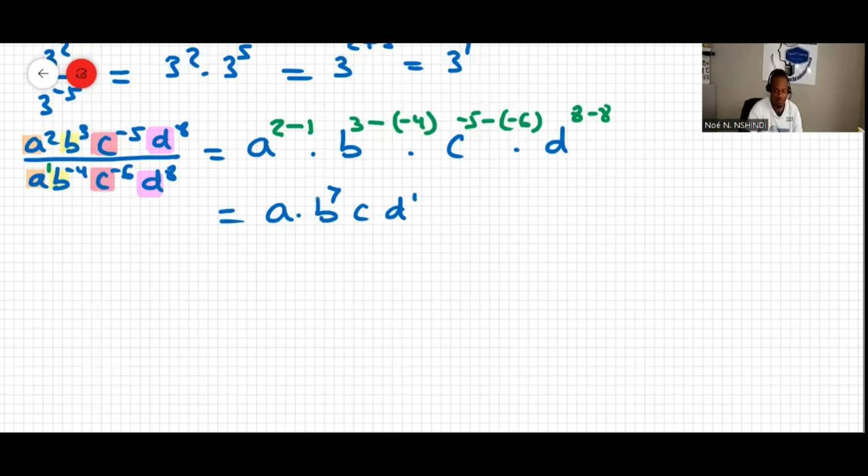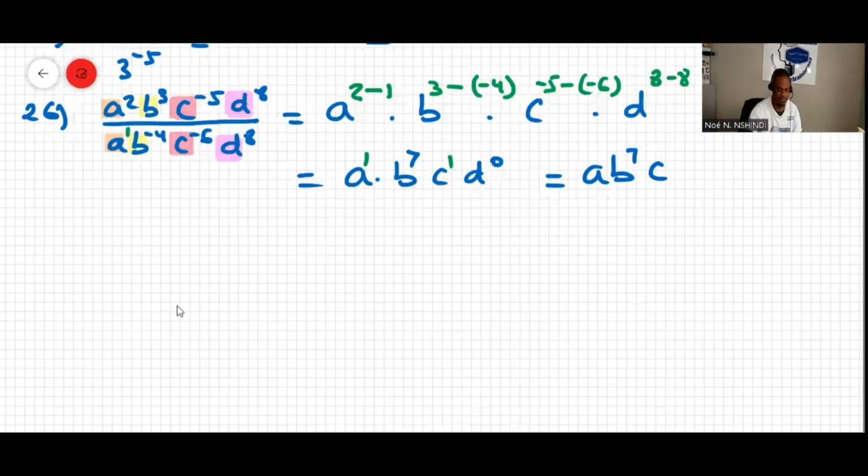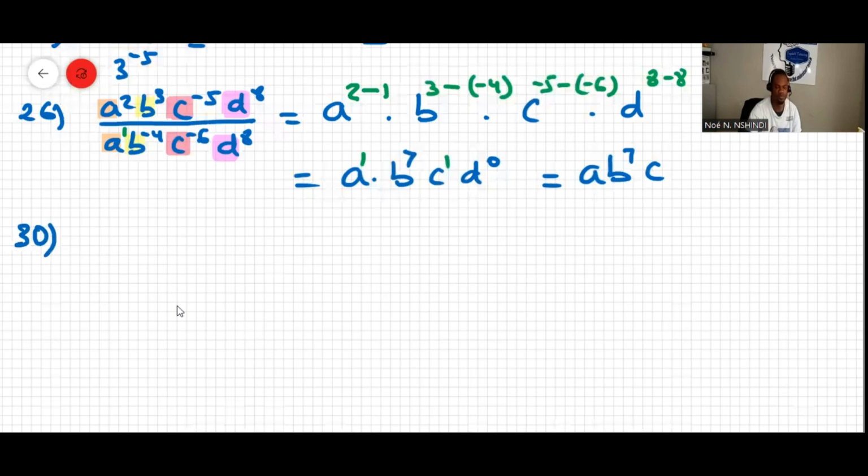And then d to the power of 0. So here it's a to the 1, b to the 7, c to the 1. Now d to the power of 0 is just equal to 1. So the answer is a b to the power of 7 c. Okay. Now the same way, we can do other questions. Let's do question 30 then. The same way we can do 27, 28, and 29.